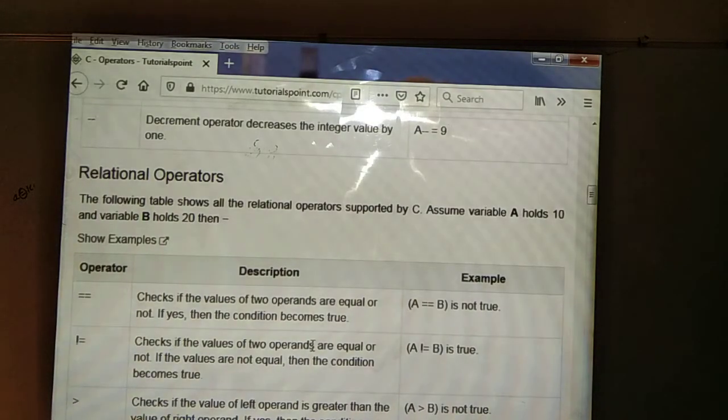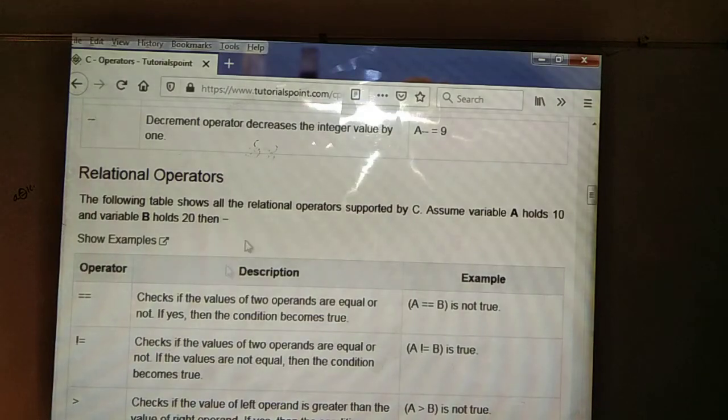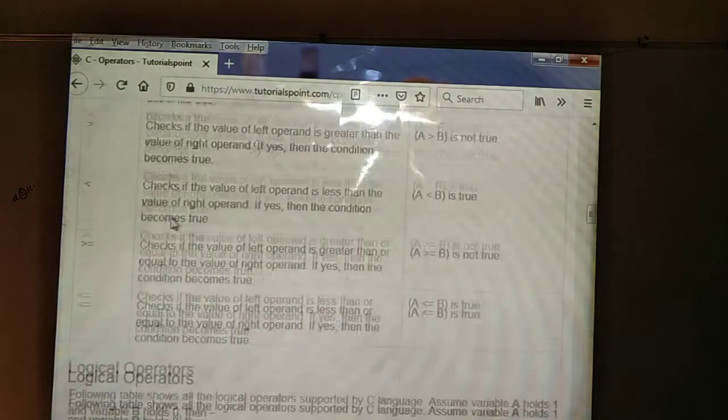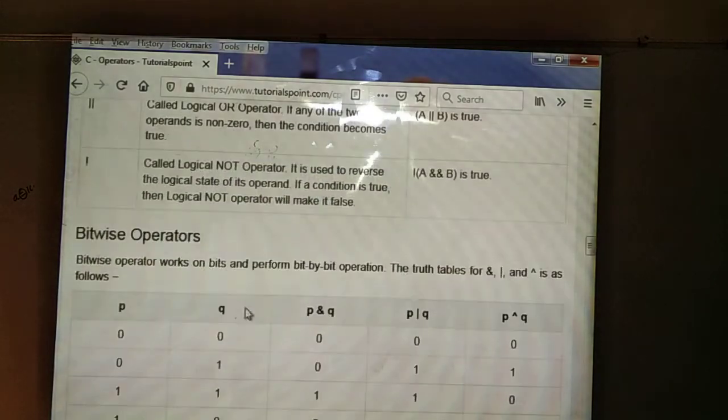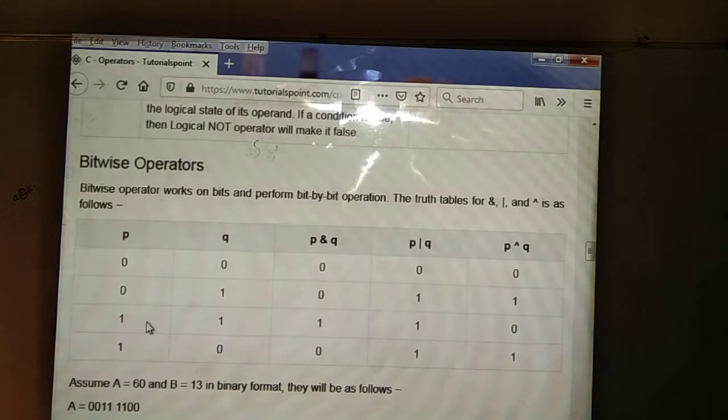Hello Ananda. Today we can start with the bitwise operators. Already we have completed some operators in C language. Today we can see the bitwise operators. What are bitwise operators? Here we can see the bitwise operators first.